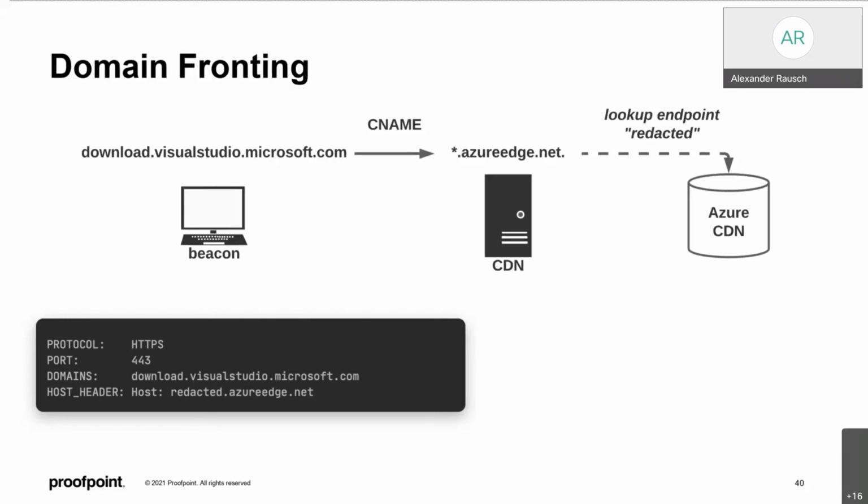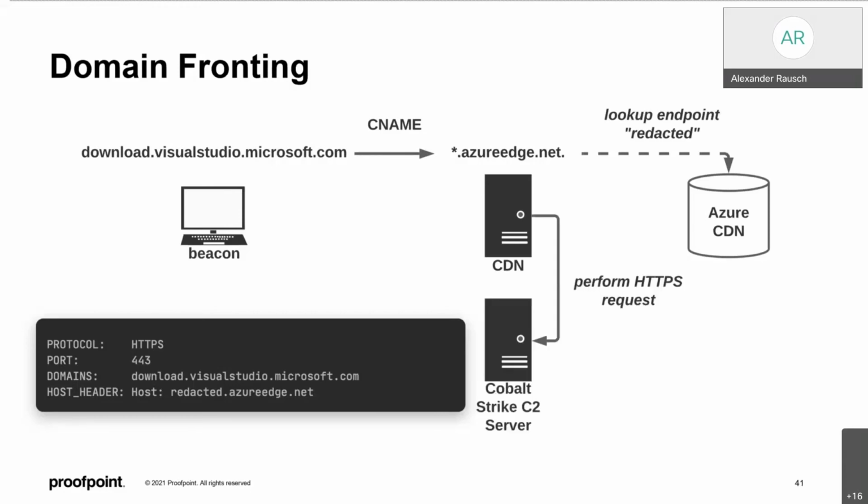This endpoint is registered by our CobaltStrike operator and configured to disable caching. The CDN will check its database and look up where the redacted endpoint is served from. This is the CobaltStrike C2 server, and Azure will relay the HTTP request to this C2 server. Azure functions essentially as the reverse proxy for the CobaltStrike C2 server at this point. The CobaltStrike server will then respond to the HTTP request, and the response is again relayed through Azure.